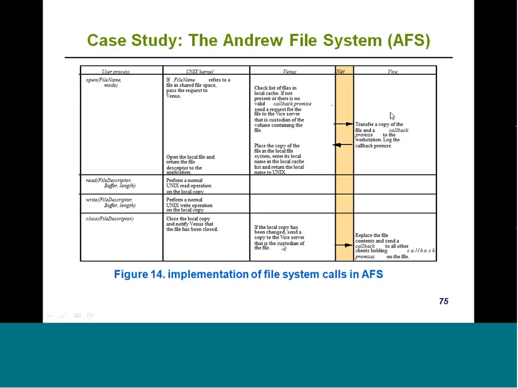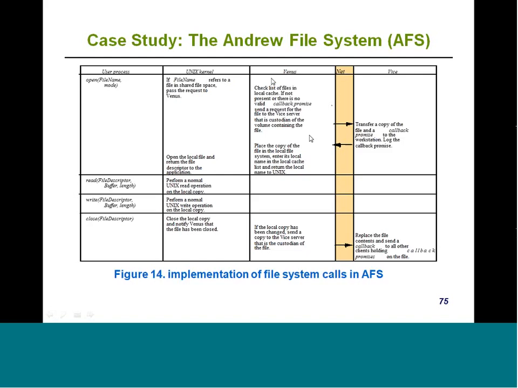So, if it finds that file, either through a callback from the Vice, or because it is in the local cache or there is a callback promise, then place the copy of the file in the local file system, enter its name in the local cache list, and return the local name back to the Unix. So it goes back to the Unix kernel and then goes back.